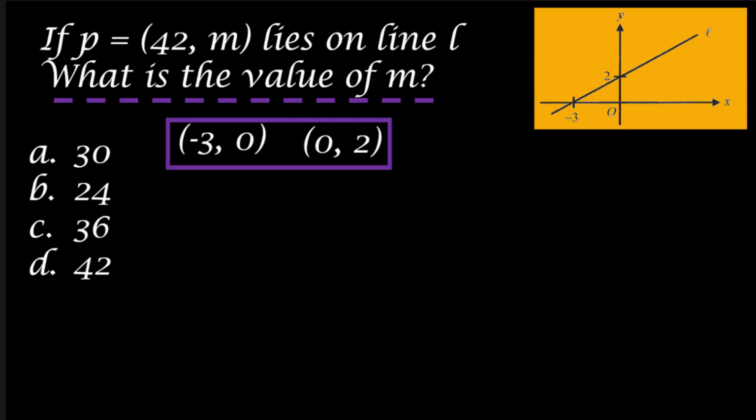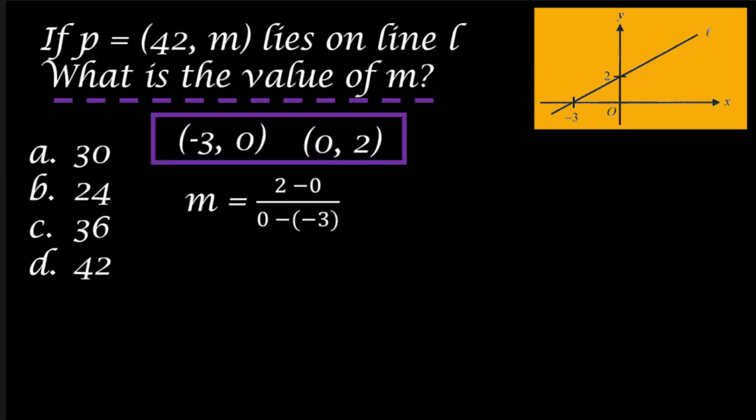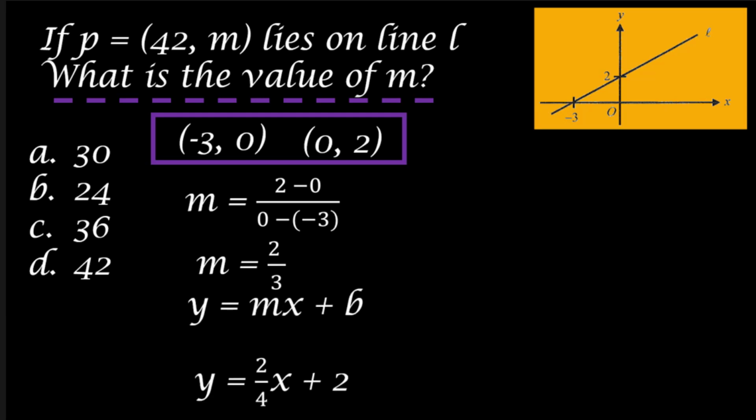Now we have the first point, negative 3 comma 0, the second is 0 comma 2. Now we can find the slope by using the 2 points. So 2 minus 0 over 0 minus negative 3, so it will be 2 over 3. Now we can write the equation of the line. So y equals 2 over 3x plus 2. By the way, guys, not 2 over 4. So b equals 2.